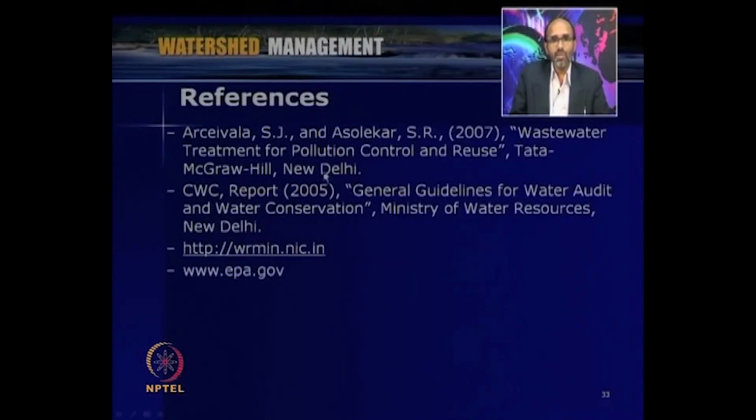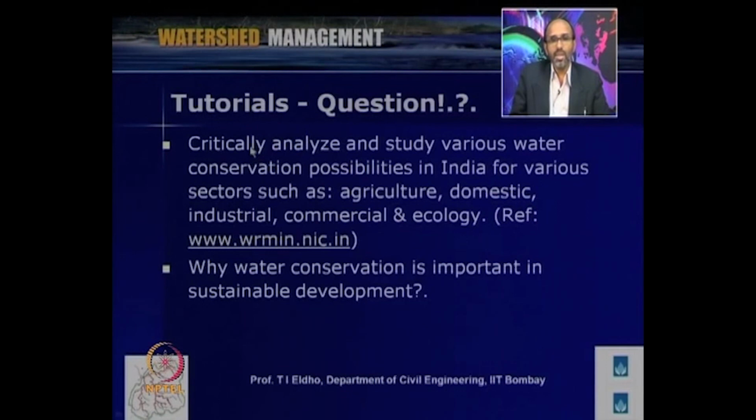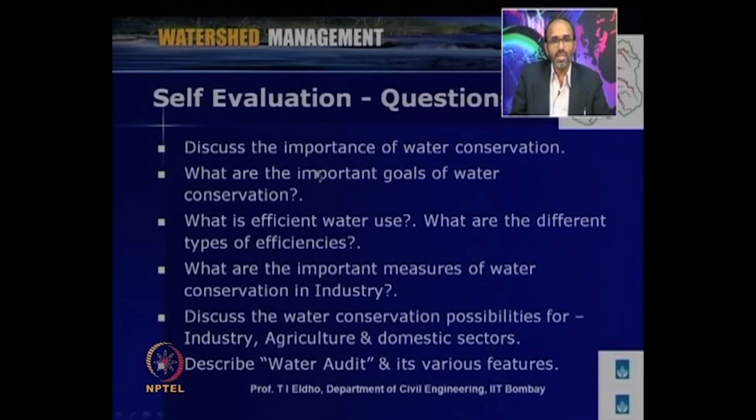Before closing this lecture, some of the important references used in today's lecture are listed here. Then a tutorial question: critically analyze and study various water conservation possibilities in India for various sectors such as agricultural, domestic, industrial, commercial and ecological sectors. Then, why is water conservation important in sustainable development. Then a few self evaluation questions: discuss the importance of water conservation, what are the important goals of water conservation, what is efficient water use, what are the different types of efficiencies, what are the important measures of water conservation in industry, discuss the water conservation possibilities for industry, agriculture and domestic sectors, then describe water audit and its various features.